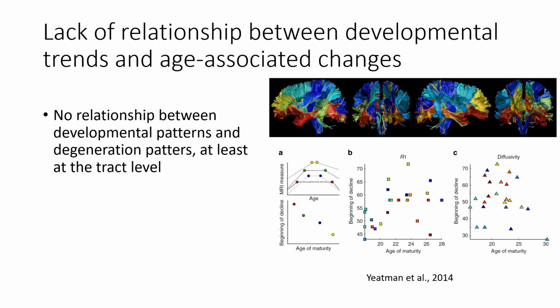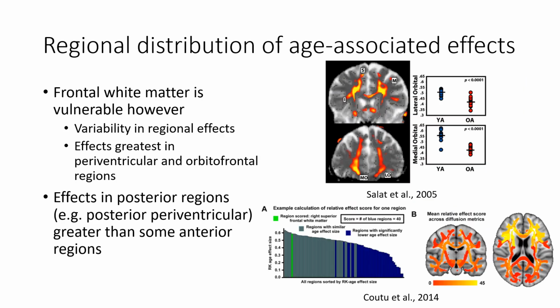These data are not consistent with the last in, first out hypothesis, as there is no systematic relationship between the age at which the tract matures and the age at which it begins to decline. In addition to these findings of a lack of vulnerability based on developmental trajectories, it should also be noted that although strong effects can be measured throughout much of the frontal white matter, these effects are not uniform.